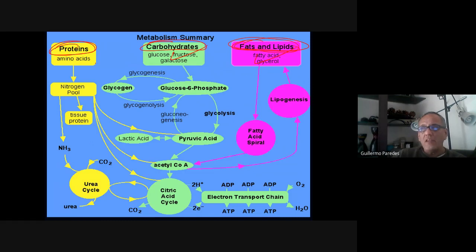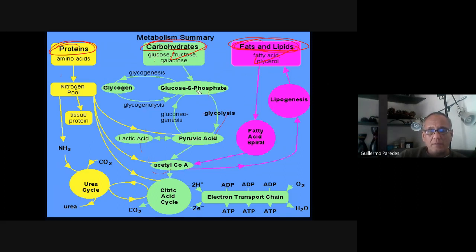Proteins, the primary function of the protein is not to produce energy. But we can get energy from proteins, and we use proteins only as a last resort, when we have depleted all the carbohydrates and the fats and lipids. That is the moment that we use proteins. Okay, so now we have all this green here. All this green is the metabolism of carbohydrates, same for proteins and same for lipids.